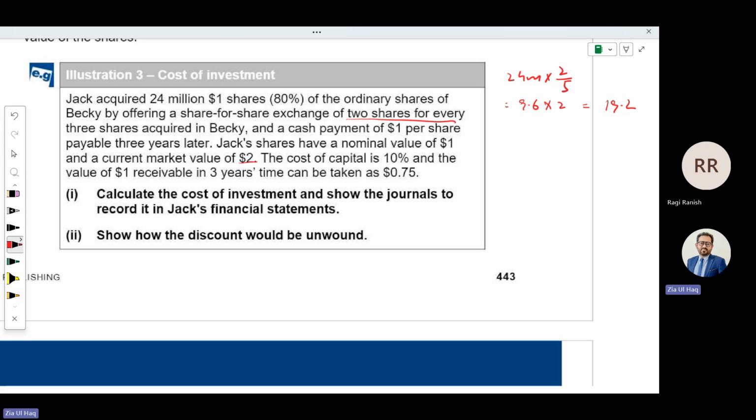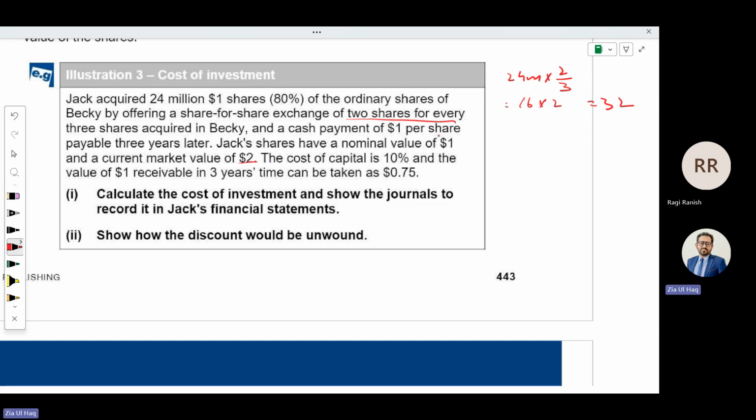Why did we use 2 by 3? It is a share-for-share exchange of 2 shares for every 3. That is 2/3, right, sir? Yeah, 2/3. What's 2/3 of 24? 16 million. Multiply by 2, 32. And the other consideration is what?